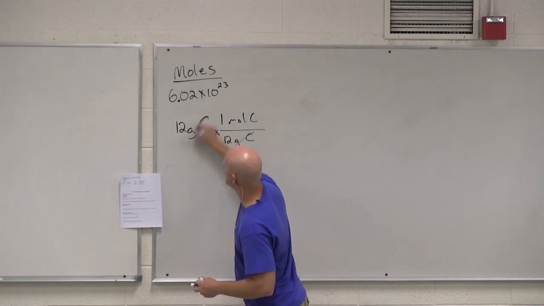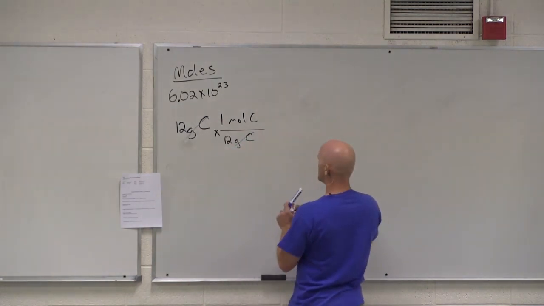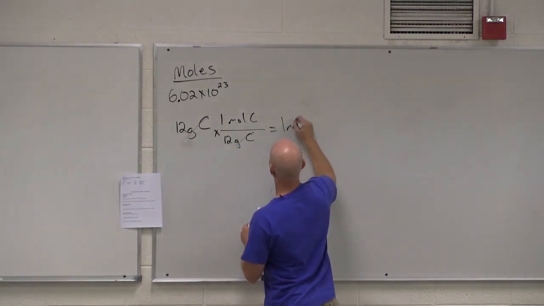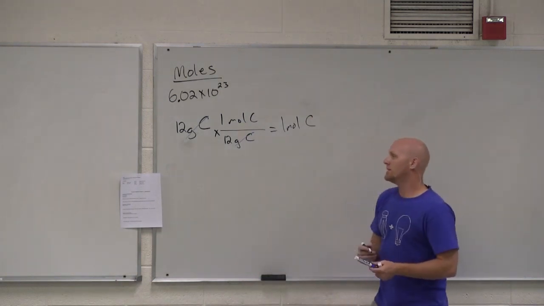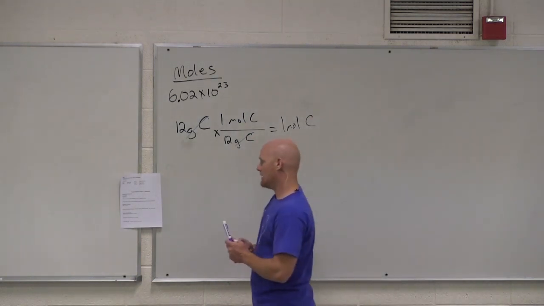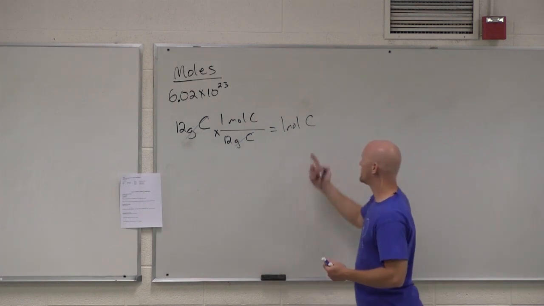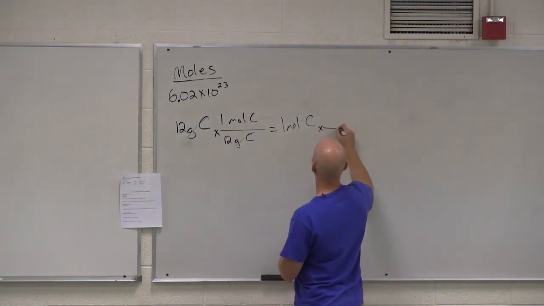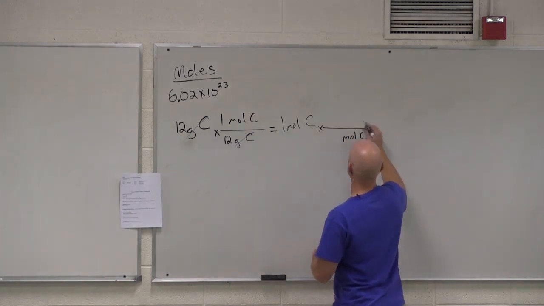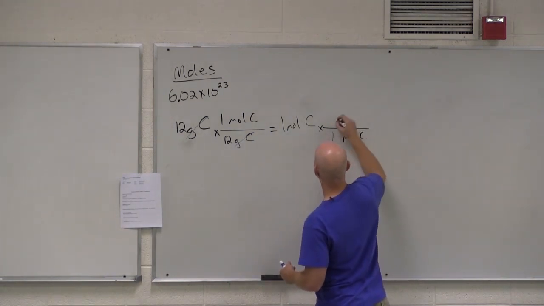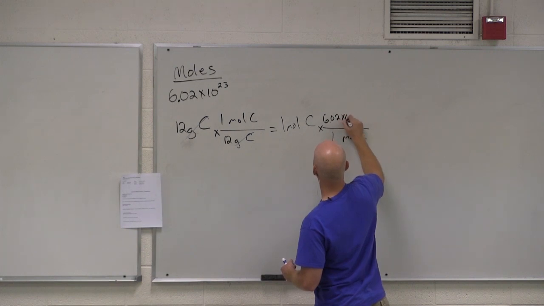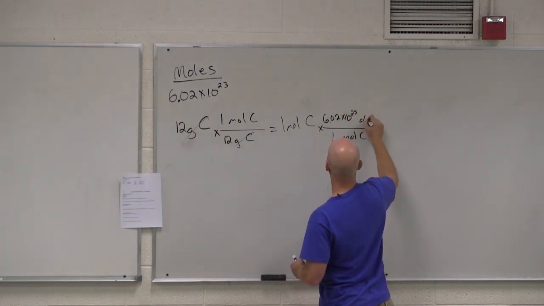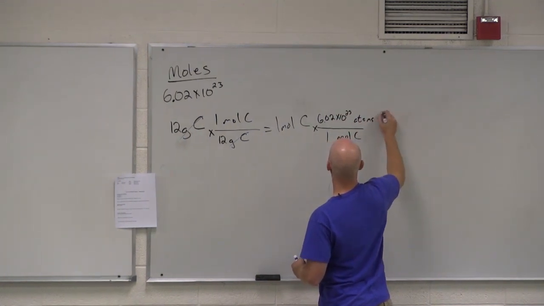In this case, our grams cancel, and we find out that we've got 1 mole of carbon atoms. Now, the next question is how many carbon atoms do you have? Well, 1 mole is always 6.02 times 10 to the 23rd, and that's where you'd use Avogadro's number as your conversion here. So 1 mole is always 6.02 times 10 to the 23rd of whatever you're talking about, in this case, carbon atoms.